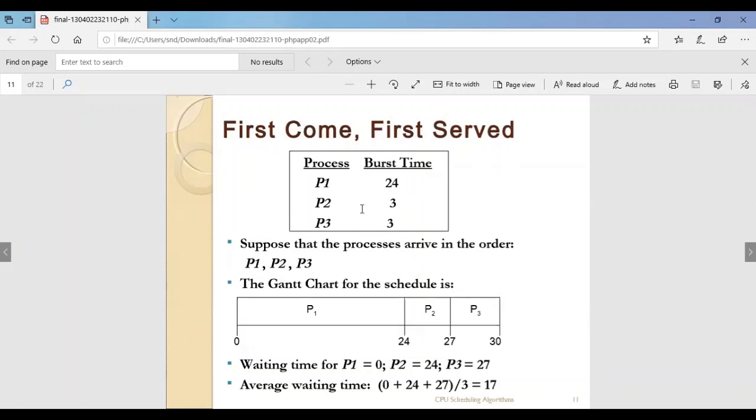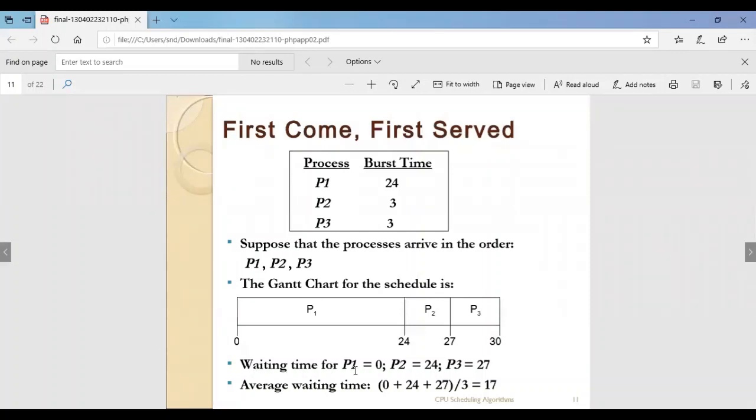Now after P1 completes, the second process arrives, which is P2. First come, first serve. Now P2 arrives. How much time is required for P2? 3 milliseconds. So 24 plus 3, 27. Then P3 comes at 27, and 27 plus 3 is 30. So this is the Gantt chart. 1 mark is for the Gantt chart.